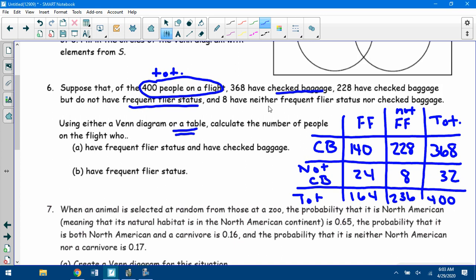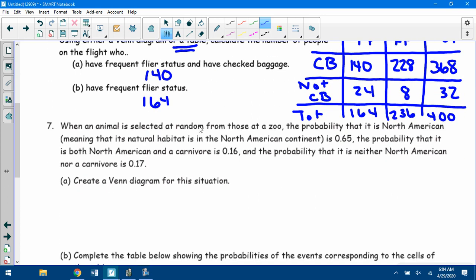So now you can use this to answer your questions. How many have, it's not probability, it's just how many, have frequent flyer and checked baggage. Checked baggage, frequent flyer, it's right there, 140. And how many just have frequent flyer? Look at the total of the frequent flyers is 164. All right, so again, filling out the table makes answering these questions real easy. Okay, number 7. What's the other one I wanted to go over?